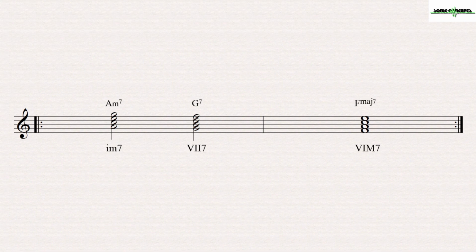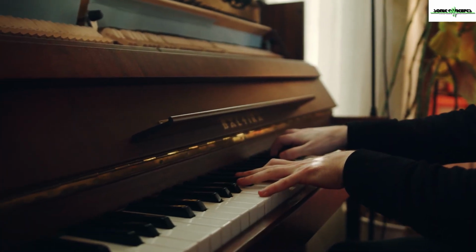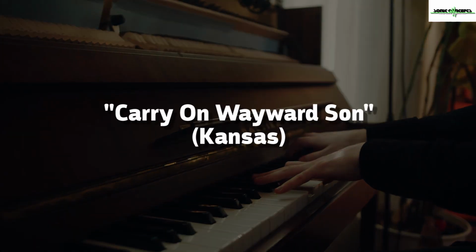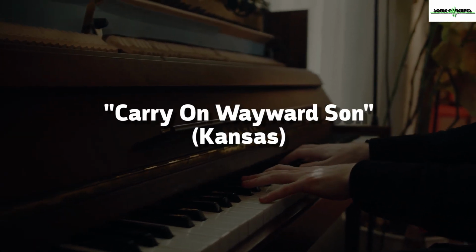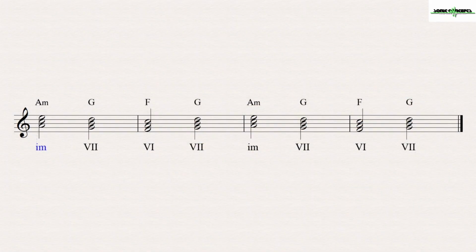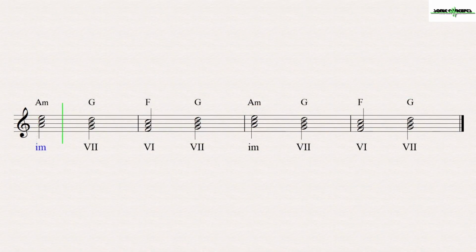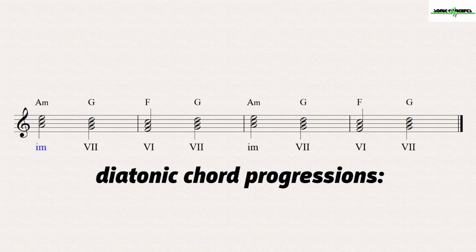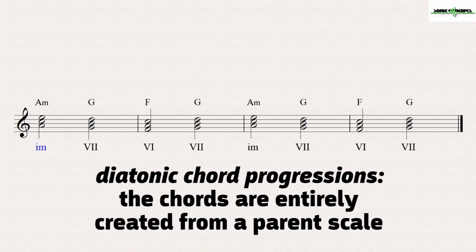To hear an example of arpeggiated triads used in a rock song, listen to the piano part in the first 4 bars in the verse section of Carry On Wayward Son by Kansas. This is also in A minor, but the unarpeggiated chord progression is as follows. All these progressions I've presented are diatonic chord progressions, meaning the chords are entirely created from a parent scale.